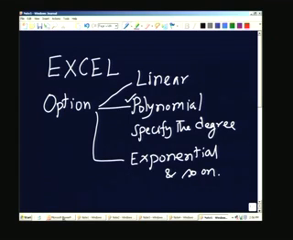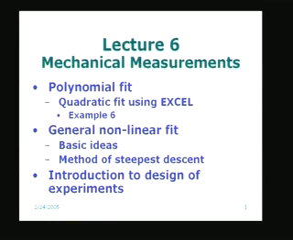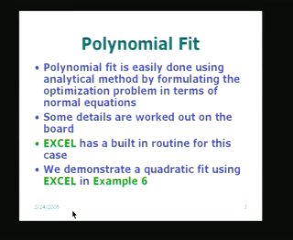In order to appreciate this, I will go back to the slide which depicts some of these. I have just recapitulated whatever I wrote on the board. The polynomial fit is easily done using the analytical method by formulating the problem as an optimization problem, deriving the 3 normal equations, and we can obtain a solution which we worked out on the board. Or I can use Excel, which has a built-in routine for this case, and in the next 2 or 3 slides, I am going to show how this can be easily done by Excel. So, let me take a typical example.